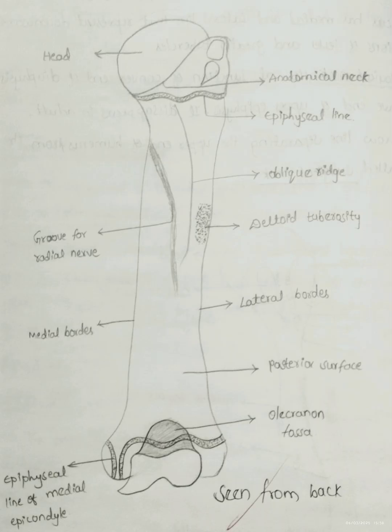Next, we will discuss the shaft. In the shaft we have three borders and three surfaces. The three borders are the anterior border, lateral border and medial border. The upper one third of the anterior border forms the lateral lip of the intertubercular sulcus, and the upper part of the medial border forms the medial lip of the intertubercular sulcus.